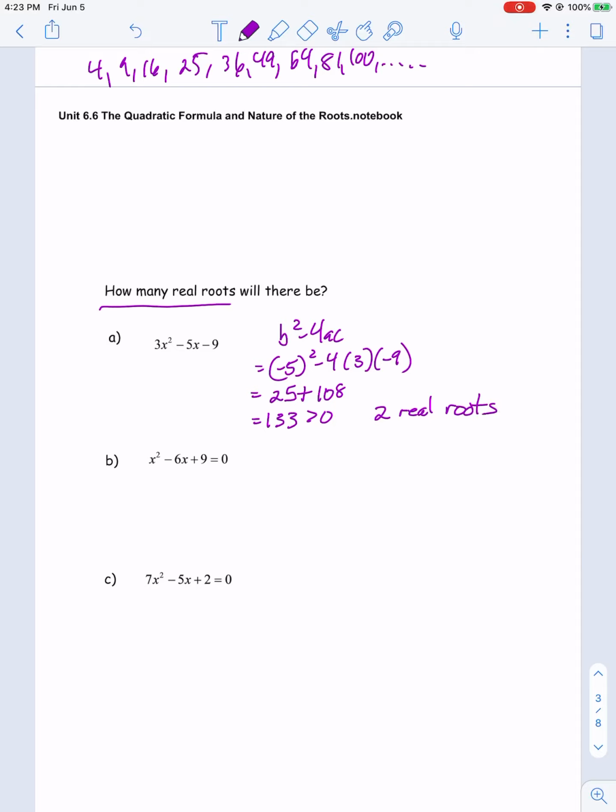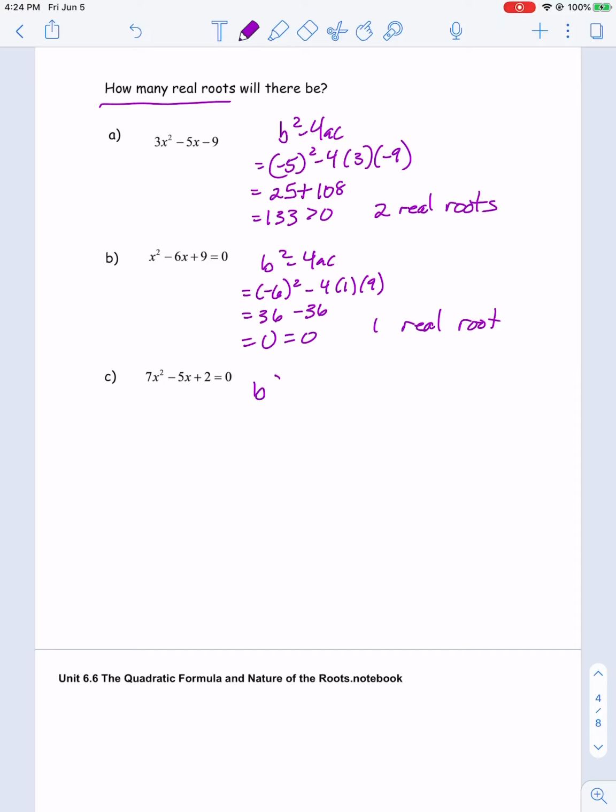Okay, we're just going to do the same thing again. b squared minus 4ac equals, b is negative 6, so negative 6 squared minus 4 times 1 times 9. That is positive 36 minus 36, which equals 0. You guessed it, 1 real root.